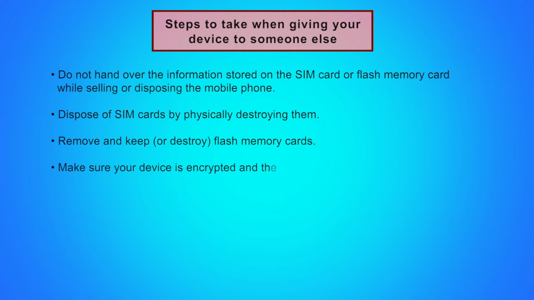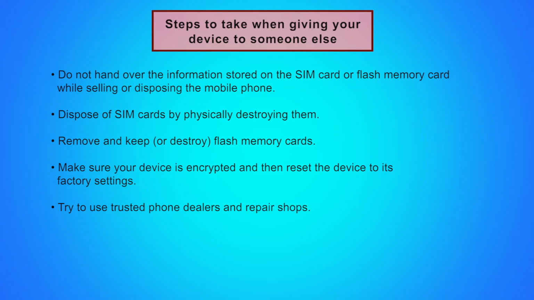The best way to protect data on the phone itself is making sure it is encrypted and then resetting the device to its factory settings. Try to use trusted phone dealers and repair shops. This reduces the vulnerability of your information when getting second-hand phones or having your phone repaired.